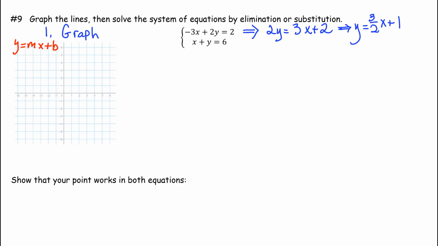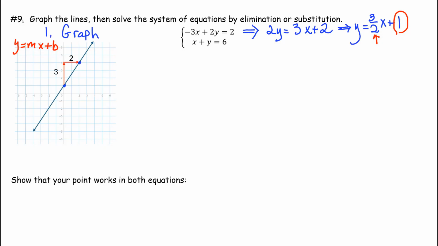And I can see that b, the constant, is 1. So 1 is the y-intercept, and so I'm going to put a dot right there on the y-axis where 1 is. And I put the point on the graph. And now the slope for this line is 3 over 2. That means I go up 3 and over 2 from the point I just put on there. So up 3 over 2 puts me right there. And now I can draw my line.